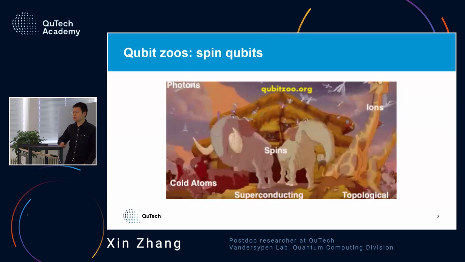Talking about qubits, I think you are familiar with them. This picture shows different types of qubits on different physical platforms, like photons, cold atoms, superconducting qubits or topological qubits, and trapped ions. The picture I like most is that they put a spin in the center stage. So maybe a spin qubit is the future.